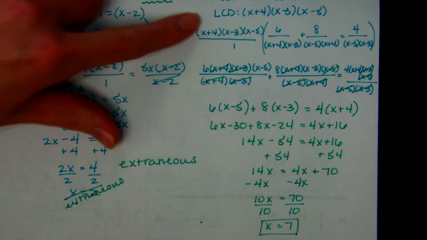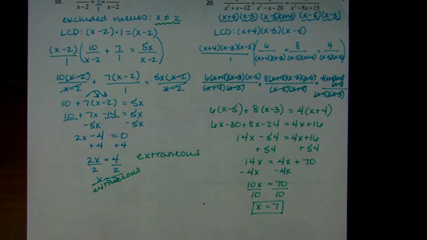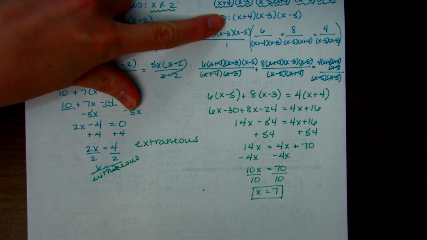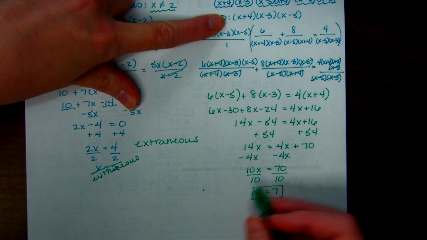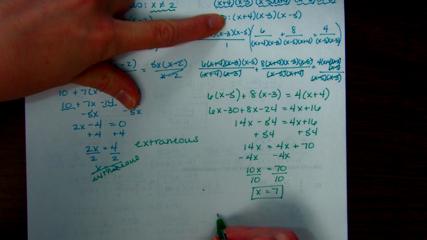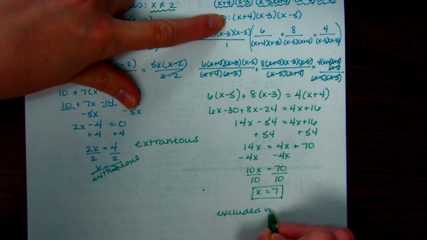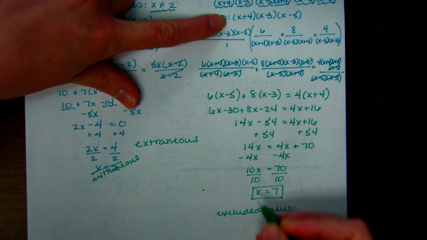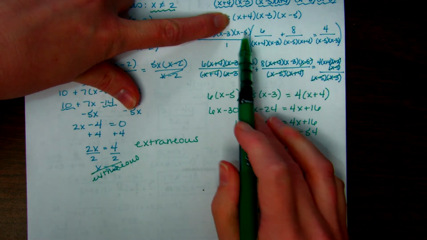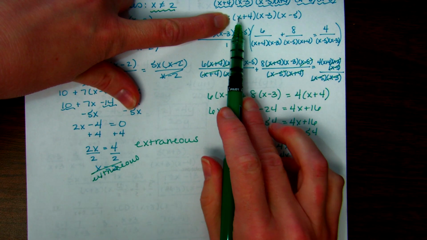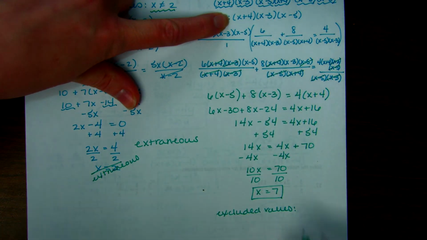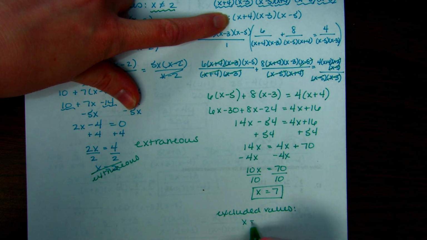So I'm going to look back up at my LCD right here. Here, I'll zoom out a little bit, although it might make it harder to see. Here's my LCD right here. And I'm going to look back up at this, and I'm going to talk about my excluded values based on that LCD. What would make x plus 4 0 and thus the denominator 0? Negative 4. So x cannot equal negative 4.